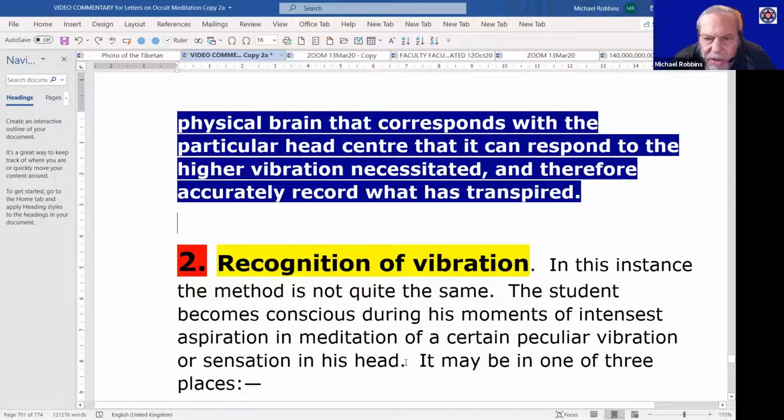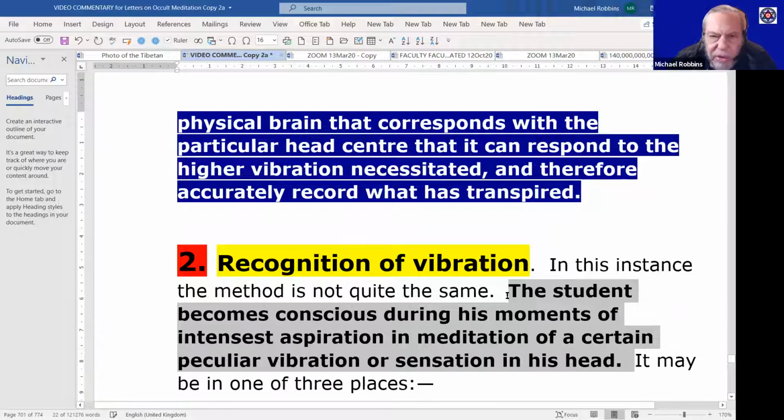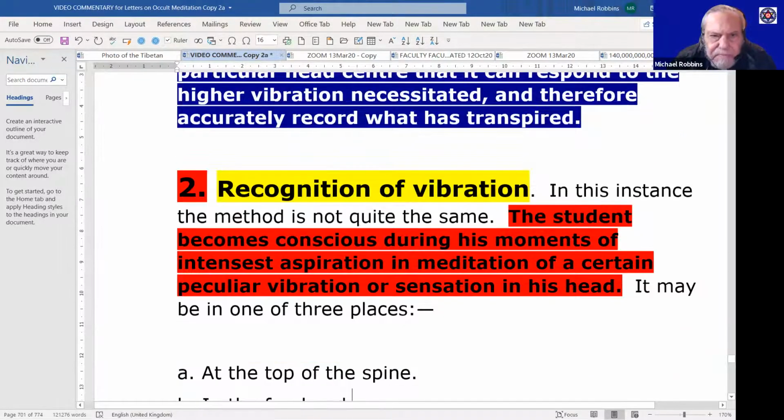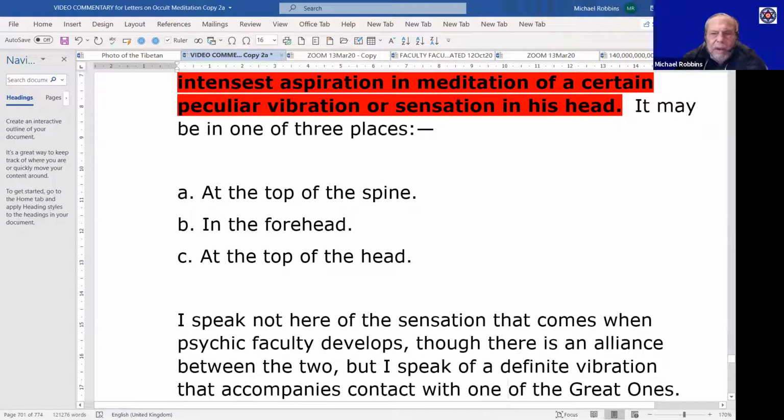Okay. So I'm going to make note of that. One of three places: at the top of the spine, in the forehead, or at the top of the head. Well, at the top of the head, we have the Brahmarandra center, and the major part of the Brahmarandra, which is the 12-petaled lotus within the head. In the forehead, we have maybe one of two centers, Ajna, and then maybe a higher brow center. And at the top of the spine, which is not necessarily the same as the bottom of the skull, we have the throat center.